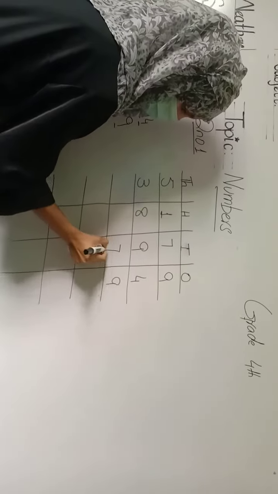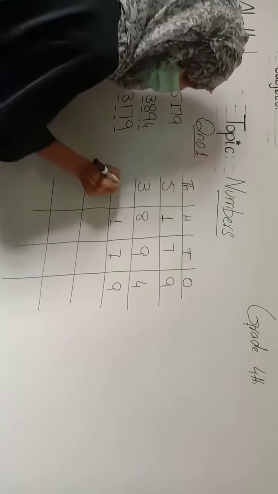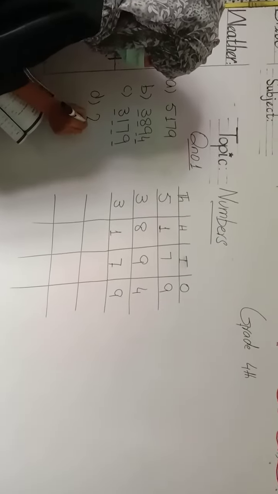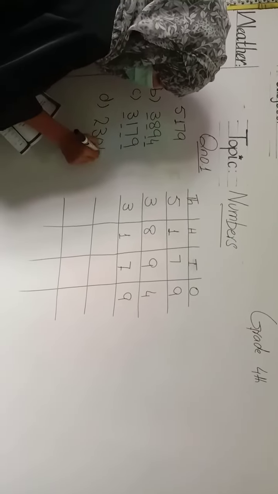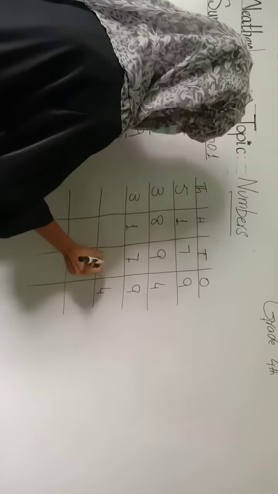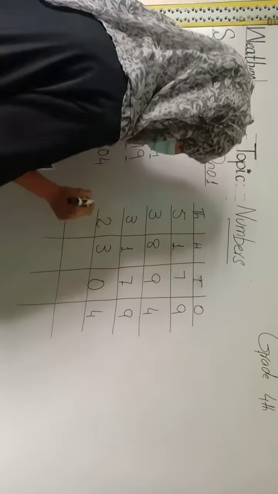3179. Now 9 is your ones, 7 is your tens, 1 is your hundred, and 3 is your thousand. 3179. D. 2304. Now 4 is your ones, 0 is your tens, 3 is your hundred, and 2 is your thousand.